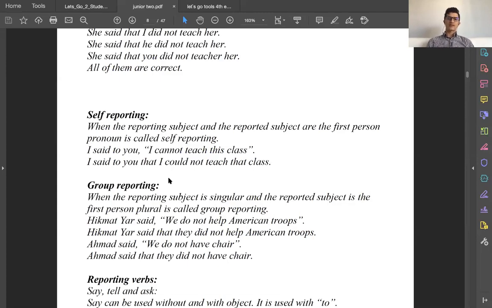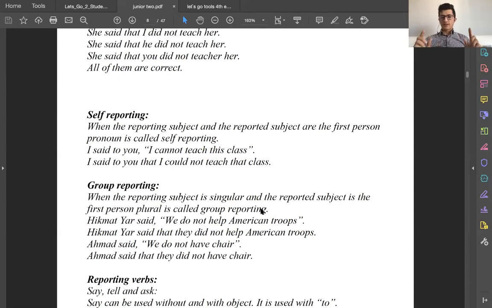We have another one, the opposite of self-reporting: group reporting. When the reporting subject is singular and the reported subject is the first person plural, it is called group reporting. Remember, we have two subjects. The reporting subject is singular, okay? And the reported subject is the first person plural. First person plural is what? We. The first person singular is I, first person plural is we. It's called group reporting.